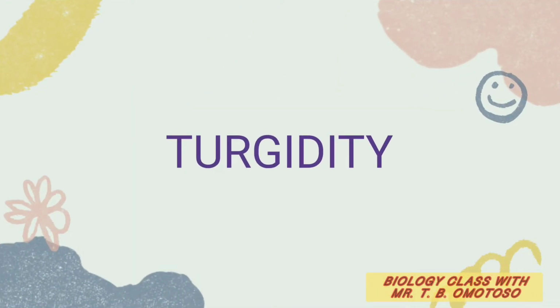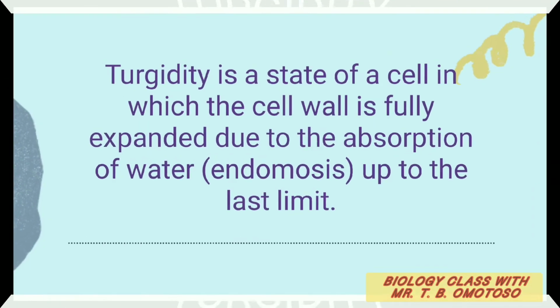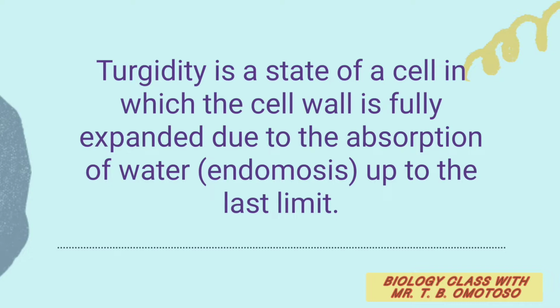And secondly, now we'll talk about turgidity. In this aspect of turgidity, what do you understand by turgidity? Turgidity is a state of a cell in which the cell wall is fully expanded due to the absorption of water, which is the process of endosmosis, up to the last limit. So in this aspect, it talks about what? The intake of water by the cell.